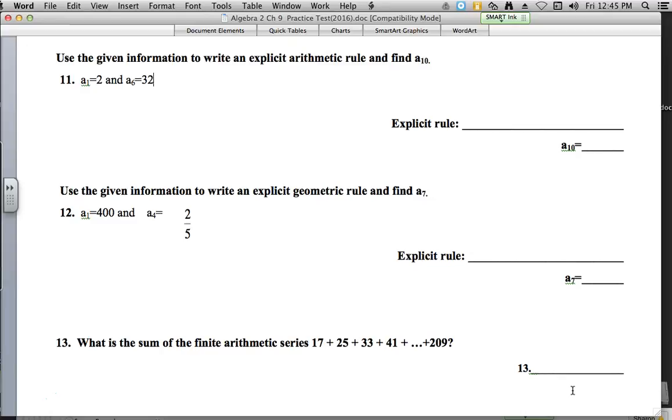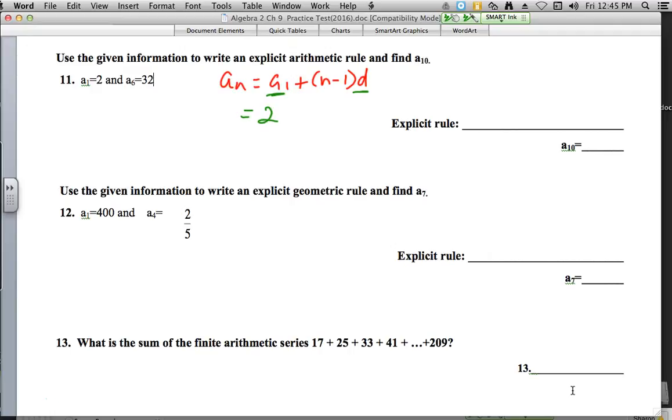Number 11 says, use the given information to write an explicit arithmetic rule. I like this. They flat out told us what we need to do. So we can go ahead and grab our arithmetic rule and put in the things that we know and the things we need to find. Now, we know that we need to figure out what the first term is and what D is. I also know by looking at the information they gave us that we do have the first term, but we don't have D. So we're going to have to use what we have to find that.